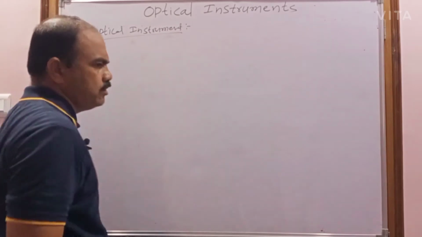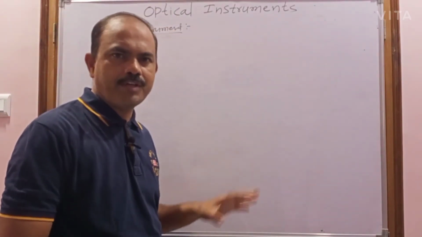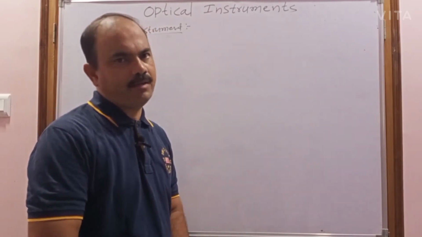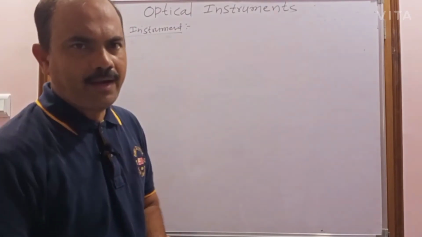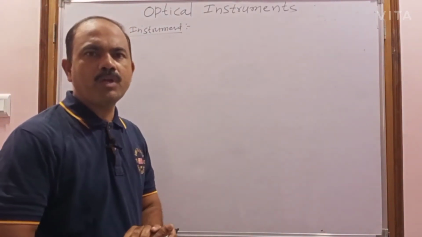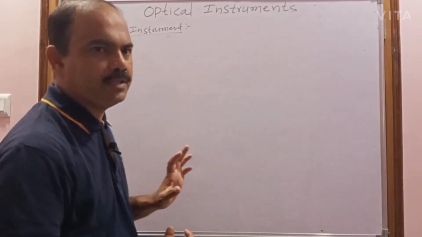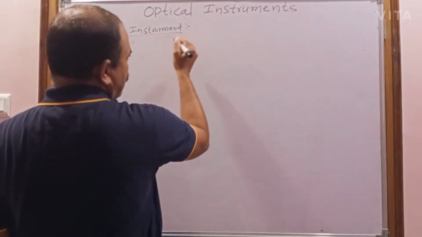The optical instrument is basically a device made up of lenses or mirrors, sometimes a combination of lenses and mirrors, which is used to increase the visual angle and to improve the clarity of the image. That type of device is called an optical instrument.